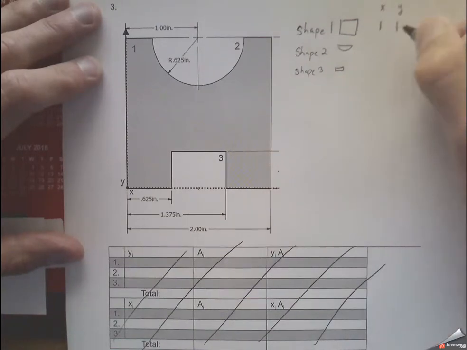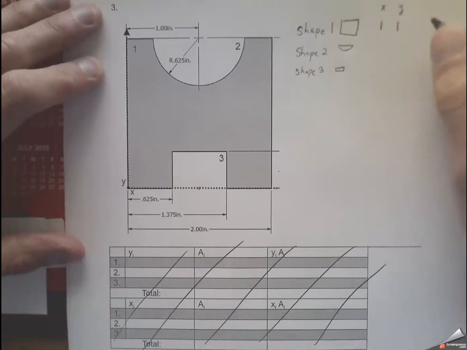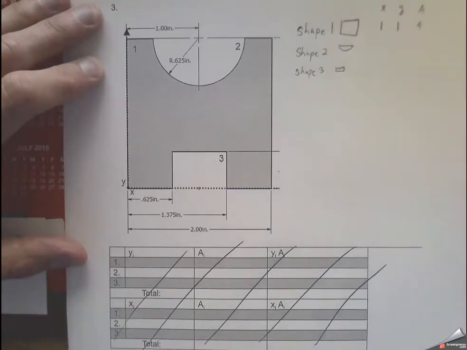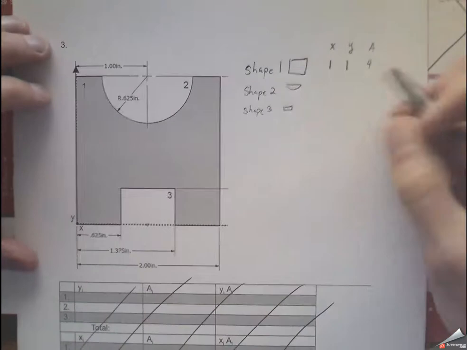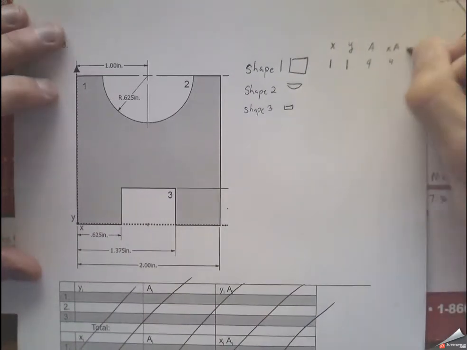So then, what do we've got to do? We've got to find the area of this square. Area of this square, 2 times 2, gives us a nice looking area of 4. Then we've got to take x times the area and y times the area. So, 1 times 4 is 4. 1 times 4 is 4.